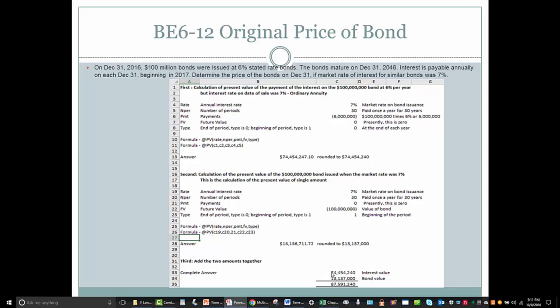Now we want to add the two components together, the interest value plus the bond value. So this is the total value, and what the bond would have sold for on December 31st, 2016.